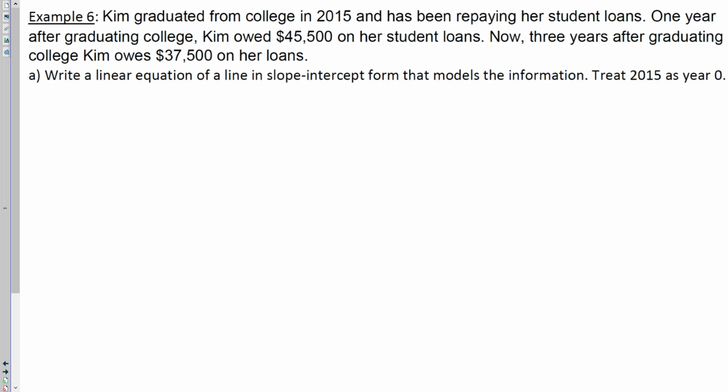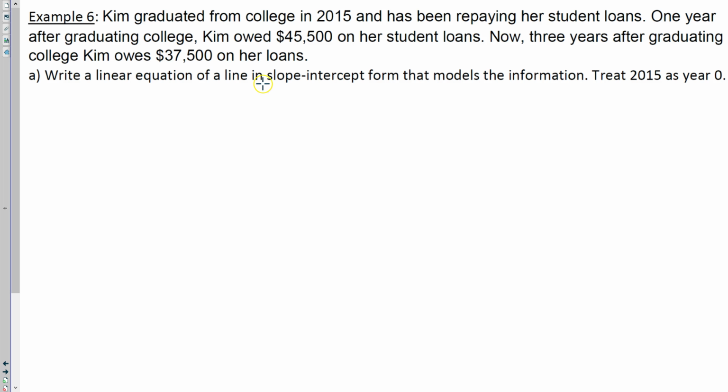In example 6, we can see another linear equation application. Kim graduated from college in 2015 and has been repaying her student loans. One year after graduating college, Kim owed $45,500 on her student loans. Now, 3 years after graduating college, Kim owes $37,500 on her loans. We want to write a linear equation in slope-intercept form that models the information, allowing for 2015 to be treated as year 0.